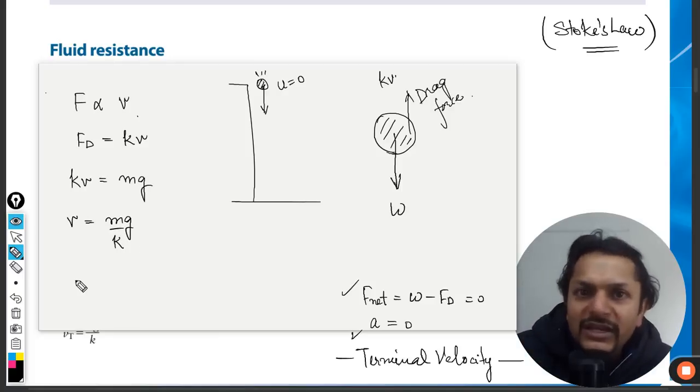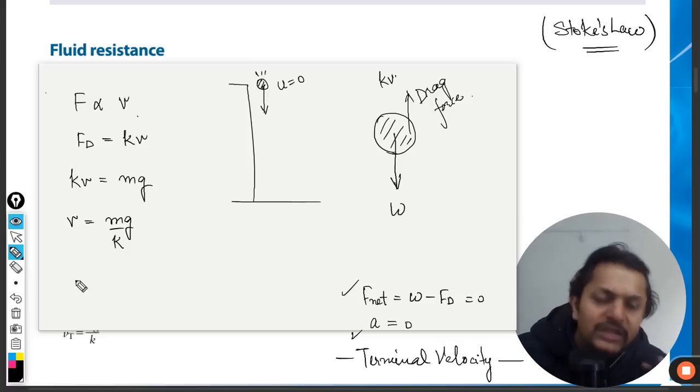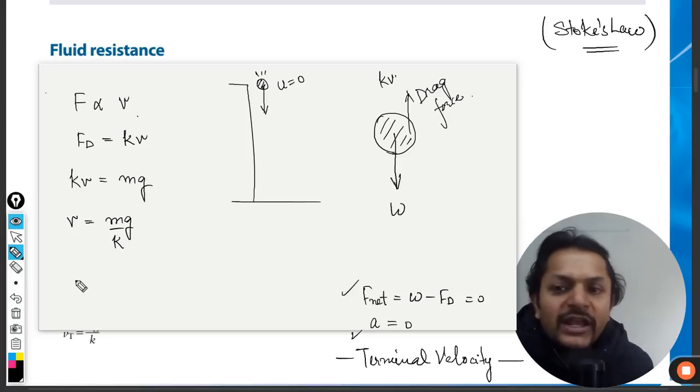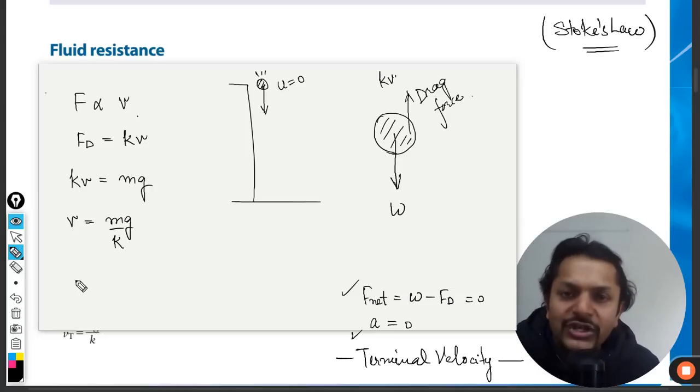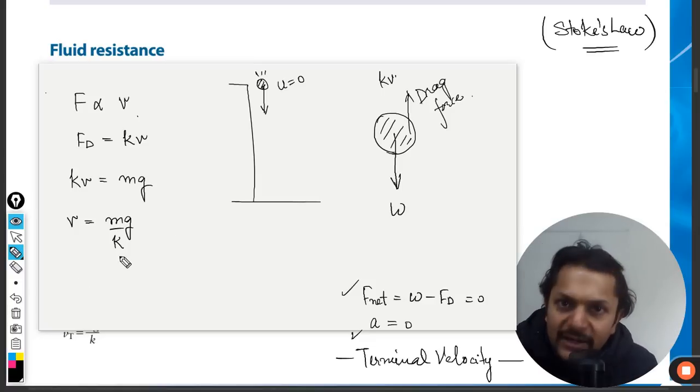Either the k value will be given to you, or some other thing will be given to you, and you have to find it, but no worries about that. Like what is the value of k? It is not a constant value, it will be given to you in the question. So v is equal to mg by k.